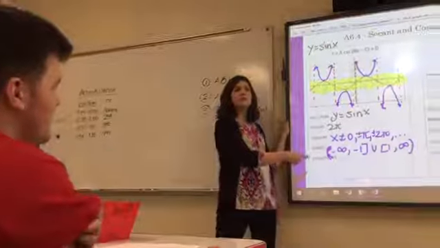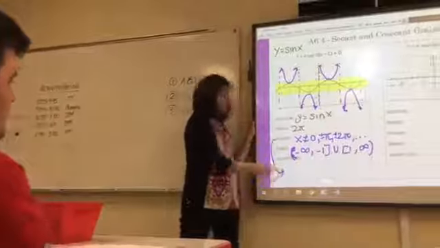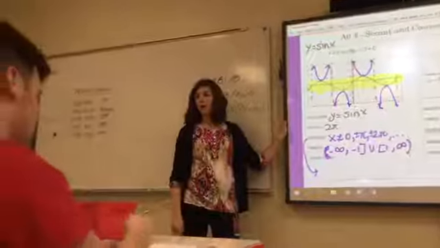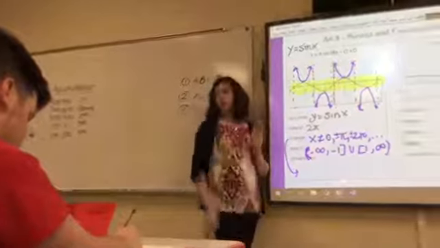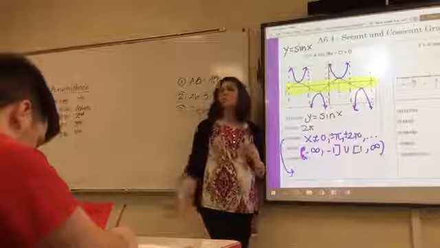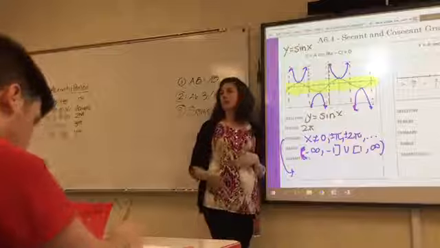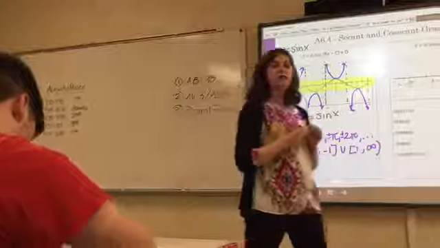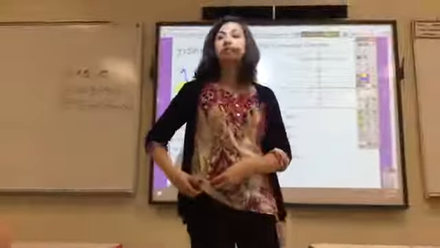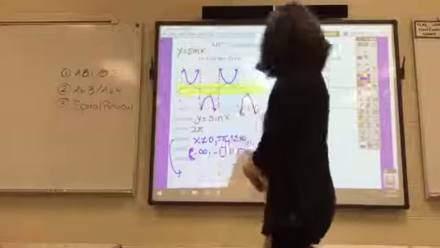Hey, guess where the asymptotes are? Exactly what we wrote in the domain. At x is 0, at x is pi, at x is 2 pi. Remember from when we graphed rationals, the domain and the asymptotes completely match. All right, I would like for you to see if you can do the secant, this one, with your table partner.